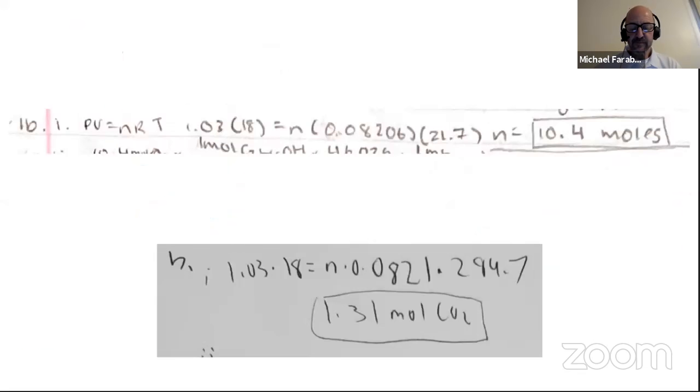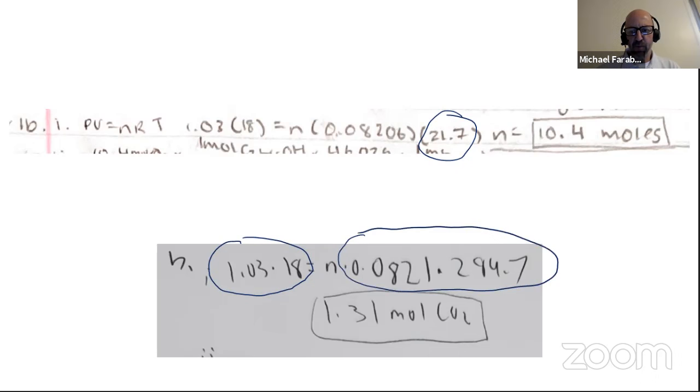This looks good. This person has a good setup, except for the fact that they have left their temperature in Celsius, so they got the wrong answer. Interesting thing on this one, I see everything correct in terms of numbers. And yet, instead of getting 0.767, they got 1.31. I think they just somehow inverted the numbers. So instead of solving for 1.03 times 18 divided by R divided by T, I think they flipped that upside down and got 1.31 instead. So again, watch out for some simple mathematical errors here.